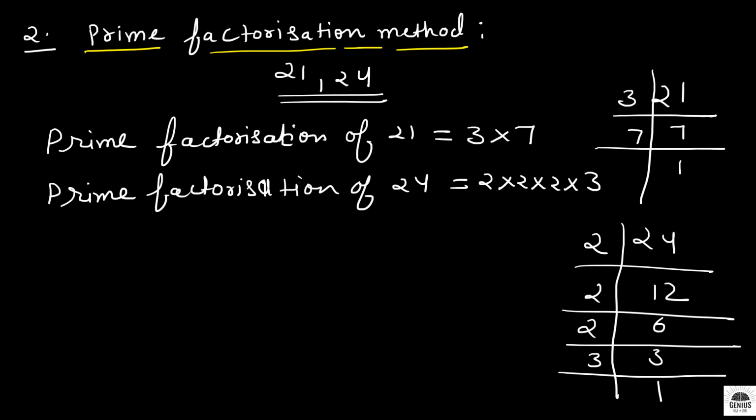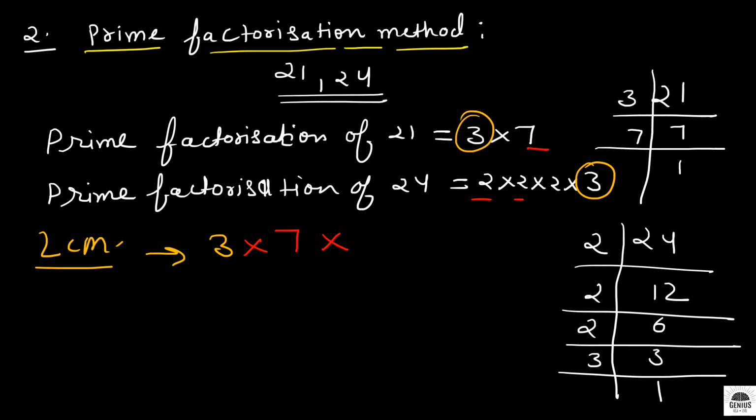Now to find the LCM, we circle the common factors of these numbers. The common factor of these numbers is 3, so we write down 3 first. Now we write down all the remaining factors. 7 is remaining here, so we write down 7, and 2 into 2 into 2 is remaining here, so we write down 2 times 2 times 2. When we multiply this, we get 168. So the lowest common multiple of 21 and 24 is 168.